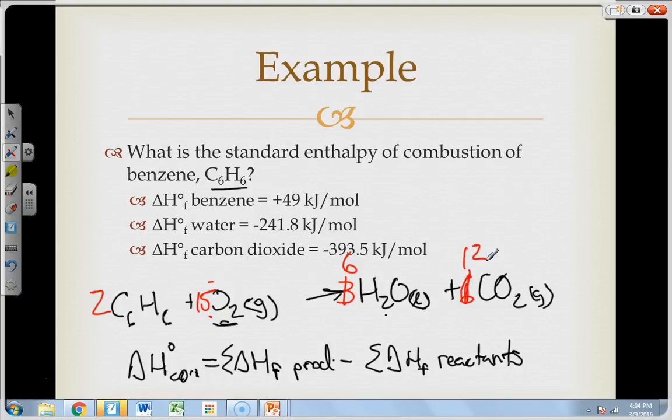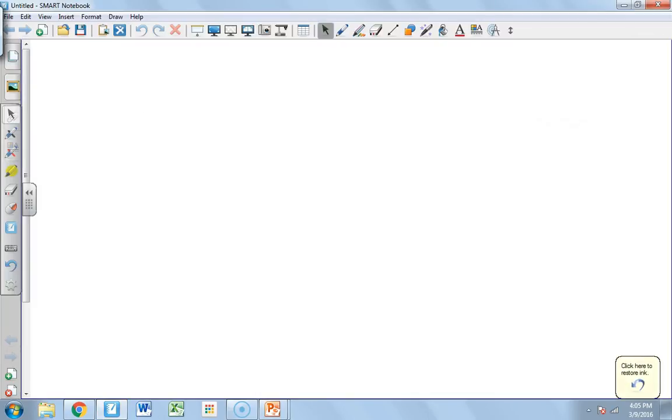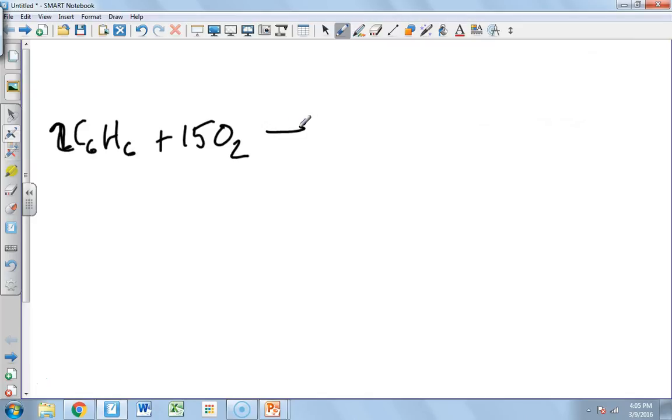Okay, so what do we do here? I'm going to do my work on this, so 2, 15, 6, 12. So it's 2 C6H6 plus 15 O2 reacts to form 6 H2O plus 12 CO2. Okay. So that's our thing.